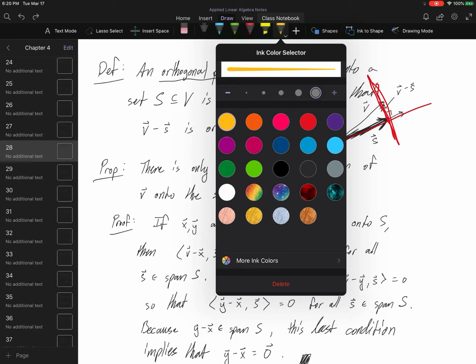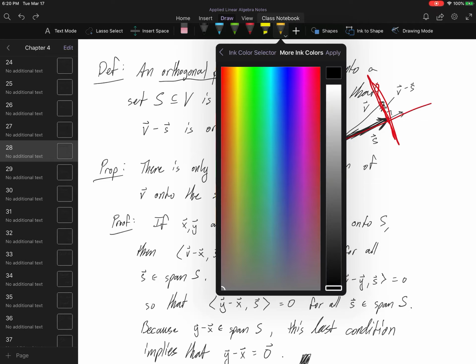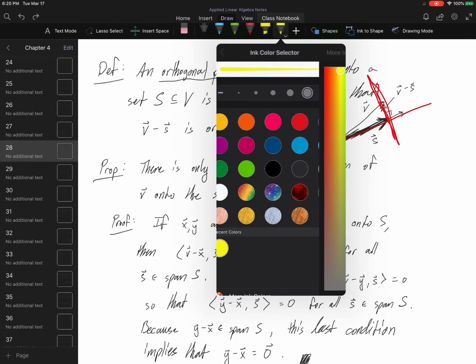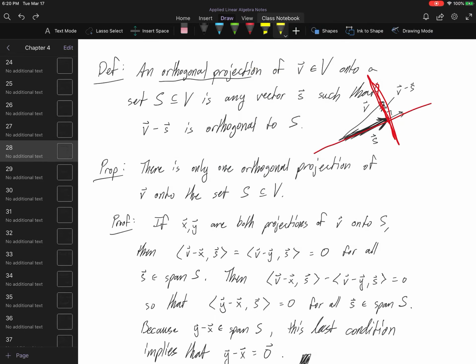So the sun is way up here. I should do that in yellow because I have the pen for it. And this is going to be a bright yellow. Oh, where's my color wheel? More colors. I want yellow. There we go. I'll put you right there. Apply. Awesome. Here's my sun right up here, all in its bright shining glory.